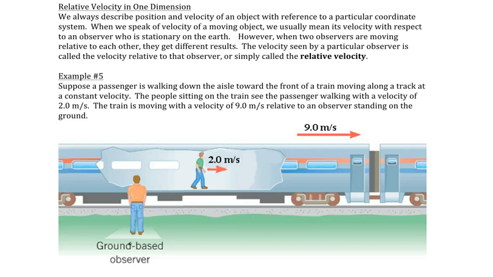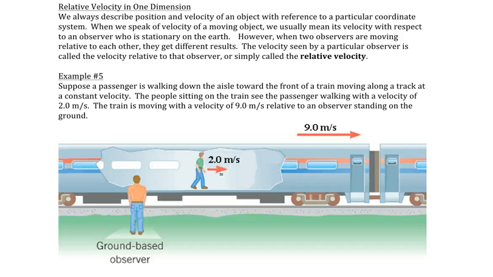For example, suppose that you're in a train and you're walking down the aisle towards the front of the train, and the train itself is also moving. Your speed relative to, say, a passenger sitting on the train would be different from a person that is on the ground watching you move as well. So we say that motion is relative.